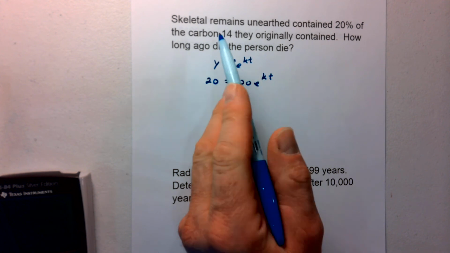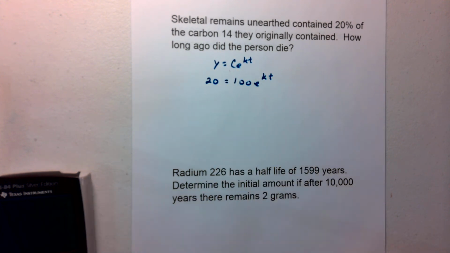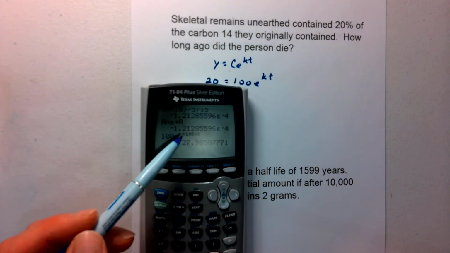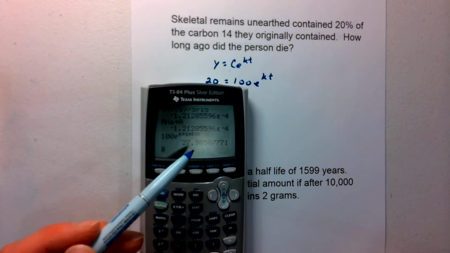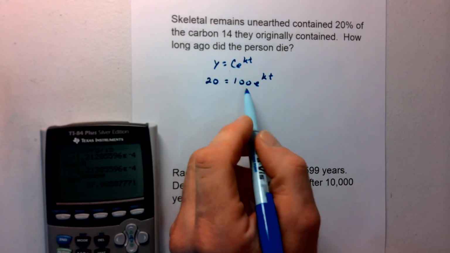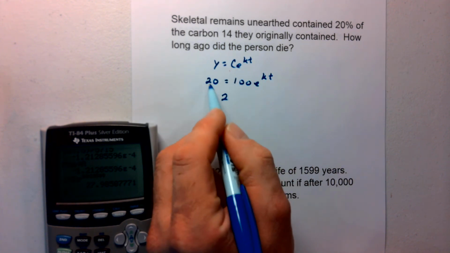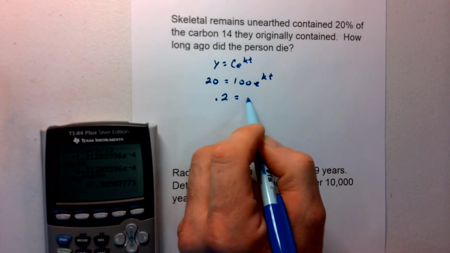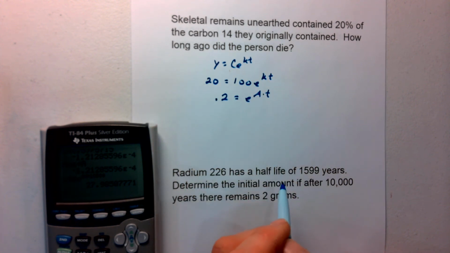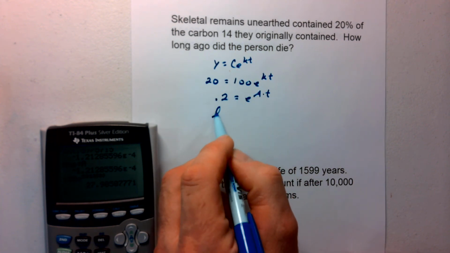In this case, since we're working with carbon-14, we already know that k value, and I've stored it in my calculator. So if you already have it stored, you're good to go. If not, we can find that k value just like we did before. So I'm going to go ahead and solve this. I'm going to divide by my 100, so I get 0.2 equals e to the k, which is that a value, times t. Remember that a I stored in my calculator. I can go ahead and take the natural log of both sides.